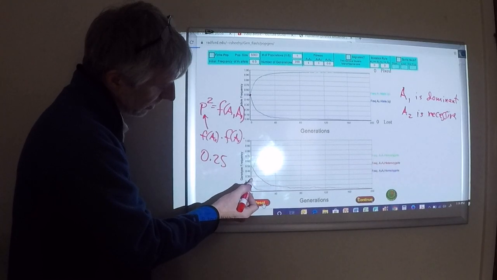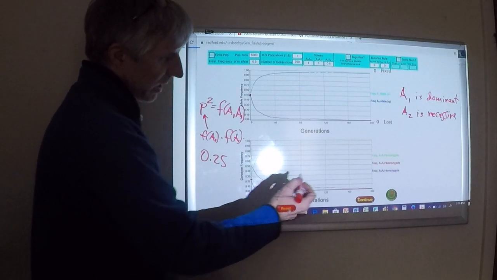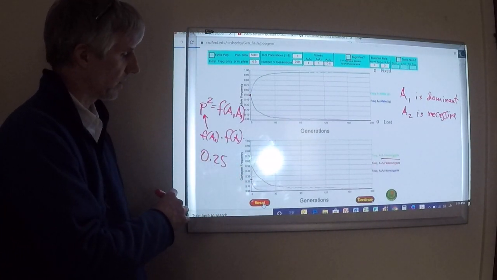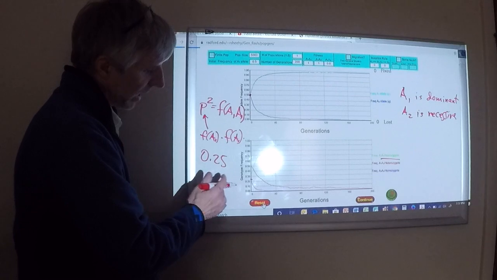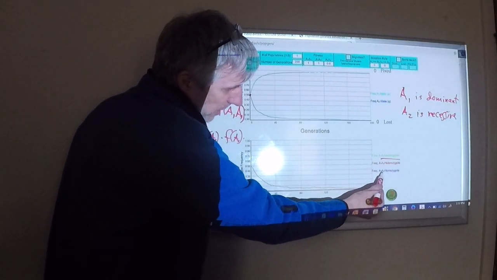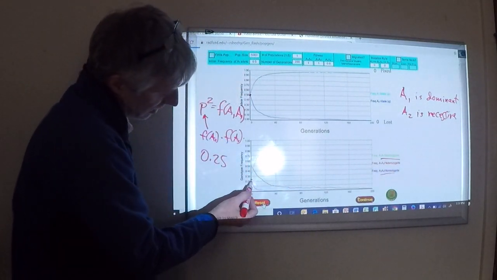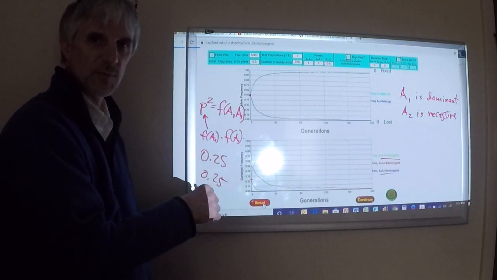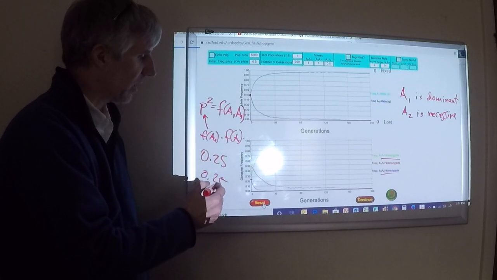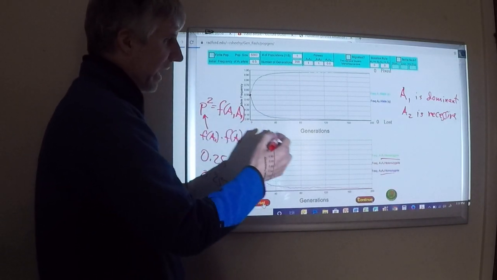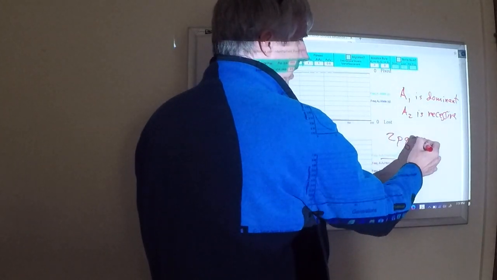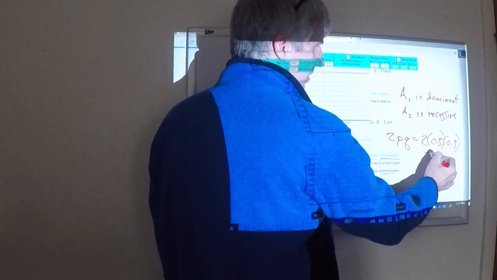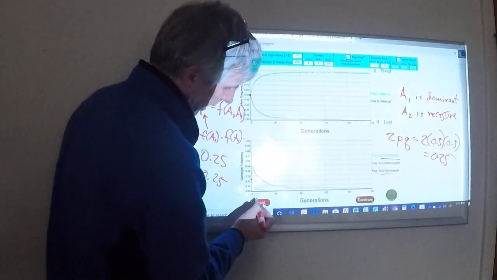And if you look here, that's exactly what the computer says. The frequency of the A1 at the start is 25%. What's the frequency of the homozygous A2? Well, that's given by this. That's also 25%, because it's 50% times 50%. The frequency of the heterozygote, well, that's going to be 2pq, which is equal to 2 times 50% times 50%, or 25%.